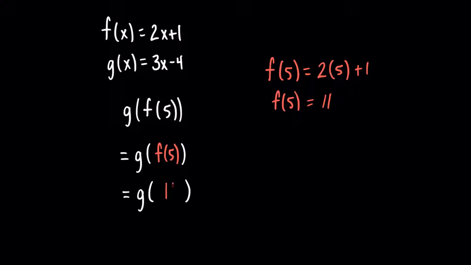So what we'll do is we'll put 11 in here. You can imagine, if you think about the machine, right? Here's the F machine. We put 5 into the machine. What came out of the machine? 11 came out of the machine.